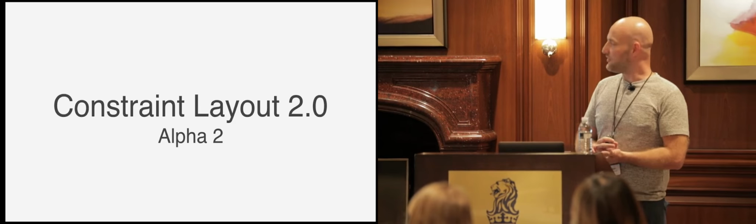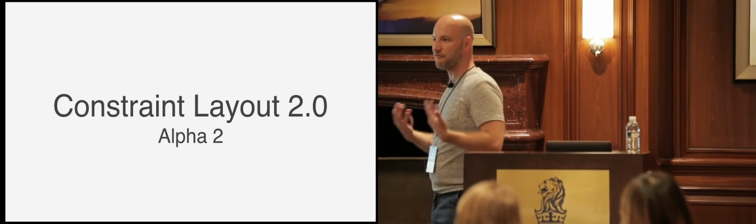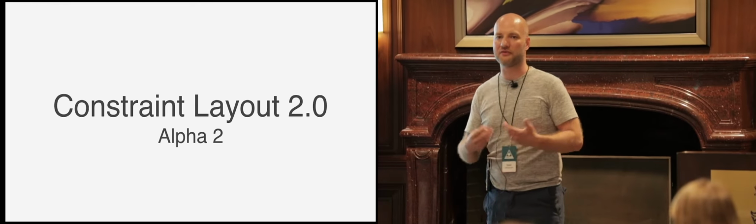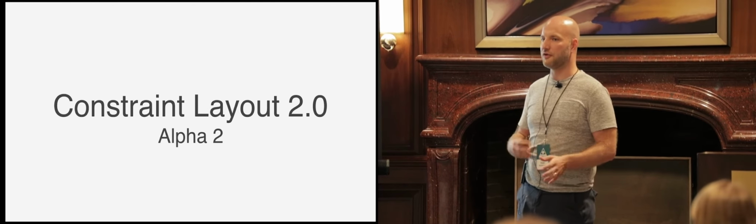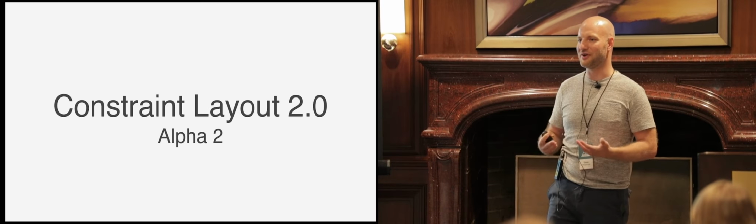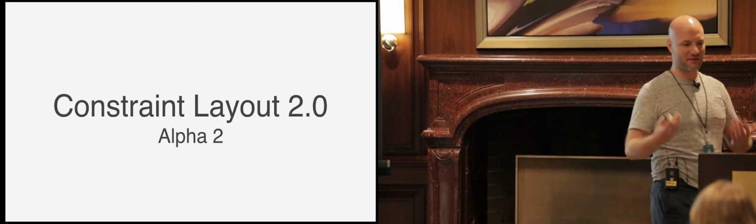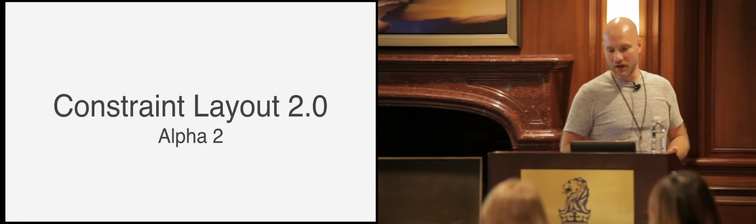And Constraint Layout 2.0 is currently in Alpha 2. So you can just put that in a project, and you have motion layout available right now, as well as all of the other new 2.0 features. So you can go ahead and play with those, and please file bugs if you start playing with them. If you find things that are weird, if you find you're writing lots and lots of boilerplate code, go ahead and let the team know so that they can get those fixed.